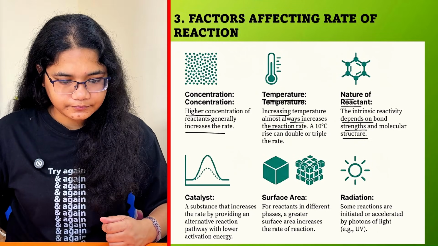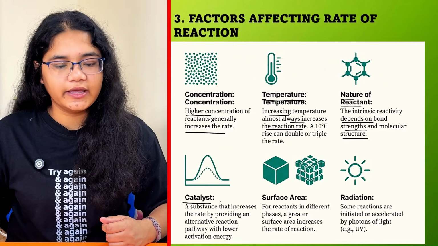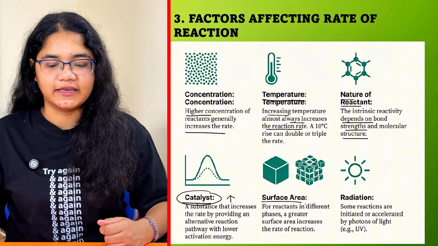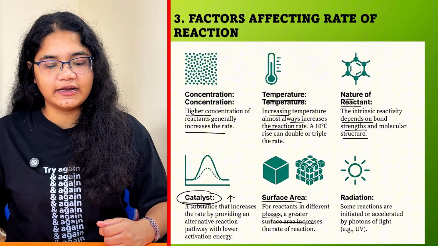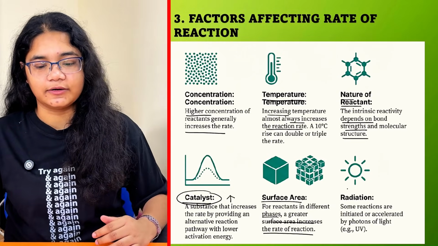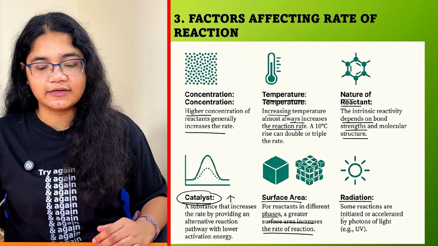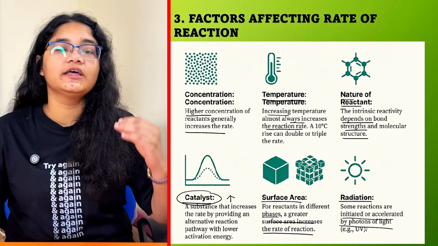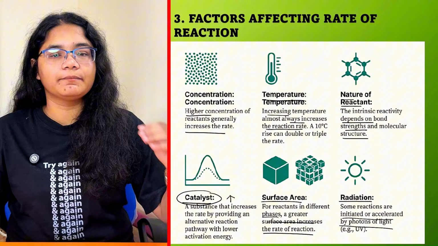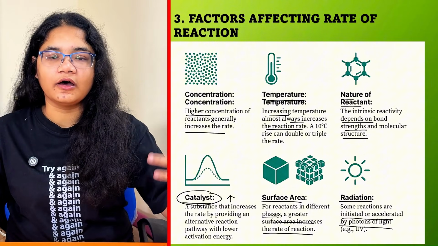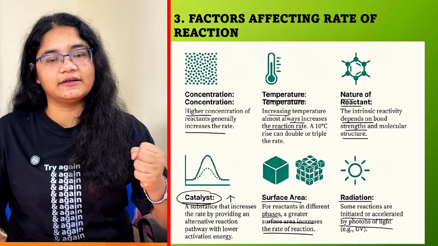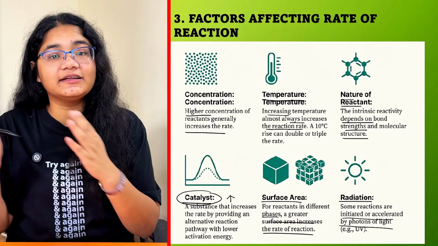Then we have the next factor, that is catalyst. Catalyst also increases the rate of the reaction. Then surface area. For reactants in different phases, a greater surface area increases the rate of the reaction. When the surface area is more, reaction will be faster. And then radiation. Some reactions are initiated or accelerated by photons or UV light. For example, in free radical reactions, like simple halogenation of an alkane with chlorine, you need UV light or photon energy. So those types of reactions depend on the energy of the radiations.